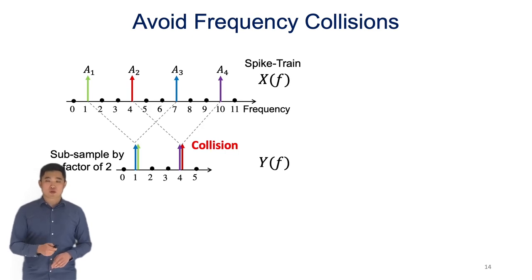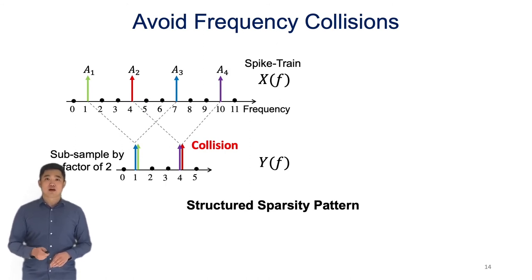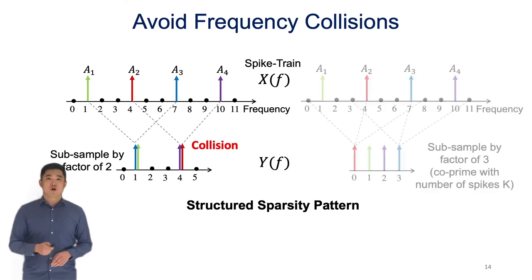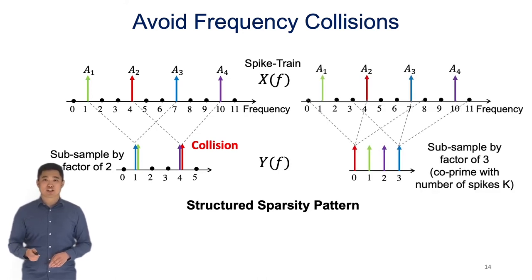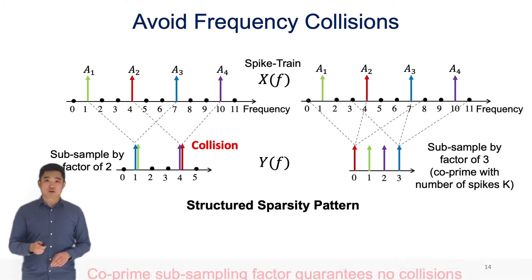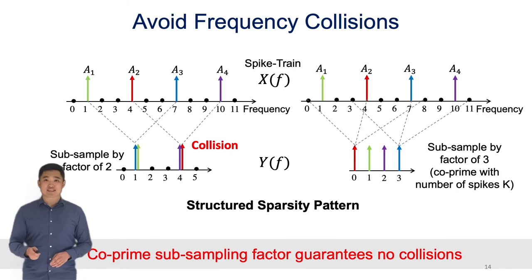To avoid frequency collisions, we leverage the uniquely structured sparsity pattern created by our spike train filter. We choose the subsampling factor to be co-prime to the number of spikes, and we prove in the paper that a sampling rate selected in this manner guarantees no two spikes will collide.